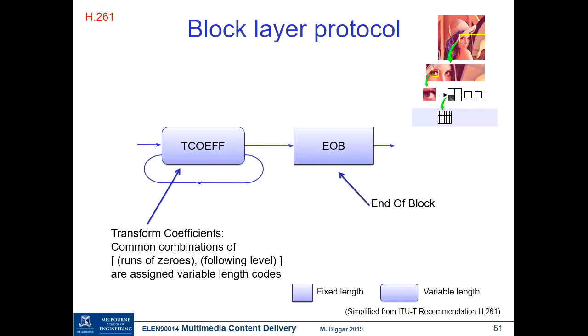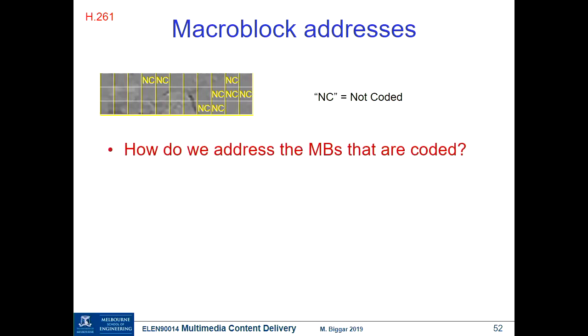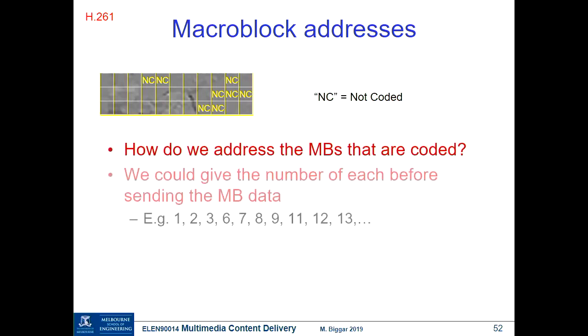I've got 2 more slides. I know I said I'd finish as early as I could, but if I could just finish H.261, I think it would be useful. How do we encode macro block addresses? Some of those macro blocks might not be encoded. So while the obvious thing to do might be to just send the number that defines each macro block, so we would have 1, 2, 3, skip 4 and 5, and 6, 7, 8, and so on.